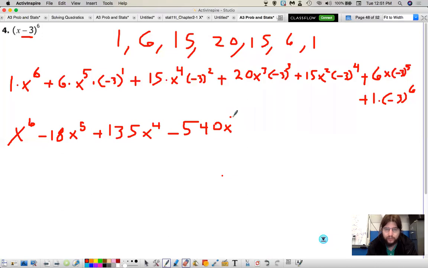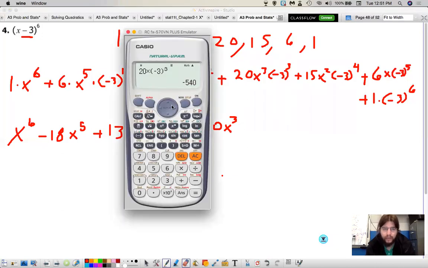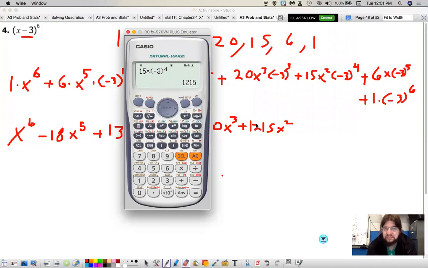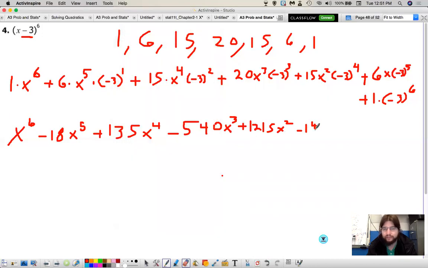x to the third. That's going to be a 4. That's going to be a 15. Positive 1215 x squared. Getting some big numbers. It's okay. Got to calculate for a reason. Negative 1458. Sure, why not? Calculate. Give me the math. Just trust it.